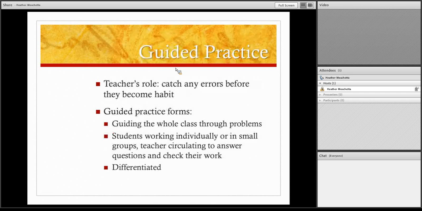It could be the teacher guiding the whole class through several problems or through an activity. Or it could be the students working individually or in small groups with the teacher circulating to answer questions and check their work. No matter how you do it, guided practice should be differentiated. The teacher can tailor the problems and the activities to different learning styles, different student interests, or different ability levels.